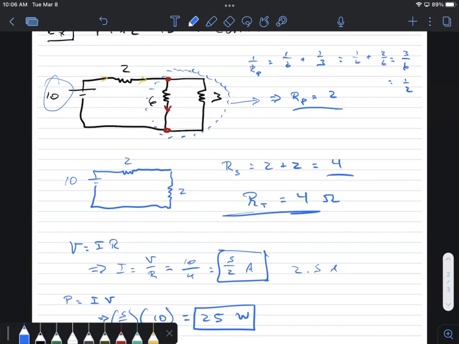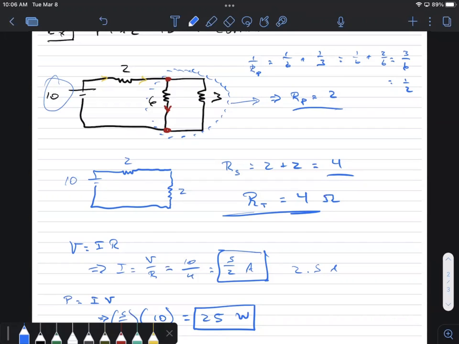I combine them in parallel, get an answer, and then I replace that set with an equivalent resistor whose resistance is whatever I just calculated. And now I look at the new circuit. I'll say, now what can I work on? Well, now that original 2 is in series with something. It's in series with this thing I just calculated. So I combine them in series and I get a total resistance.